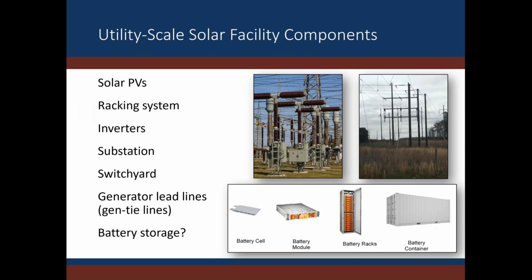What do you need to know? Utility scale solar facilities typically include the photovoltaic panels, the PV panels, inverters, a substation, a switch yard, and a generator lead line, which is a gen tie line, to interconnect to an existing grid transmission line. They may include battery storage. That's a whole other topic. We could easily give another presentation on the implications of using battery storage, so we'll skip that for now.